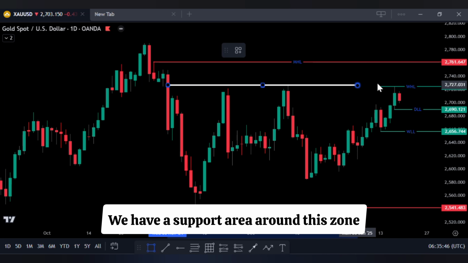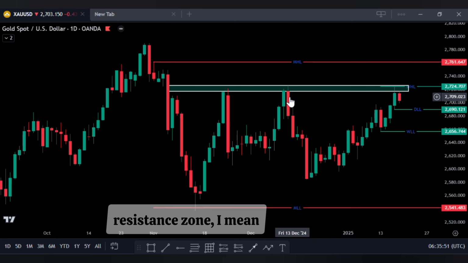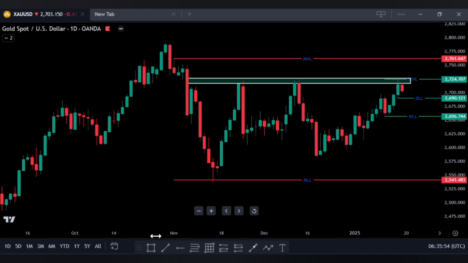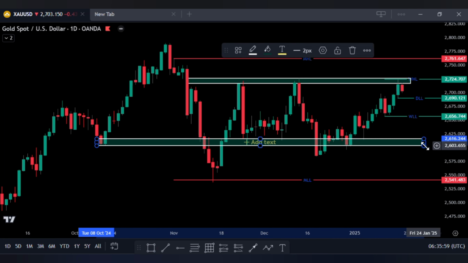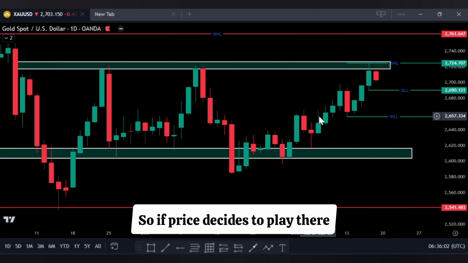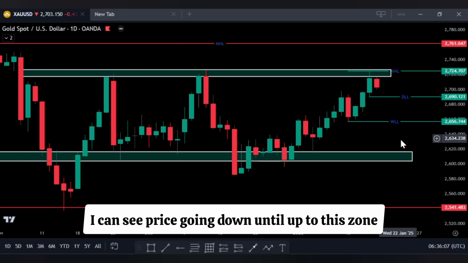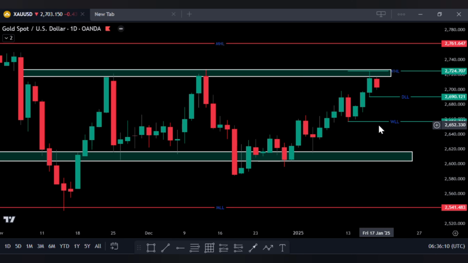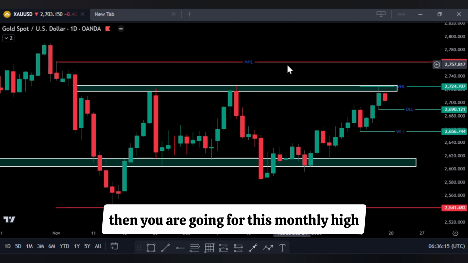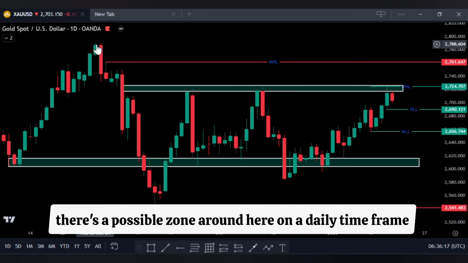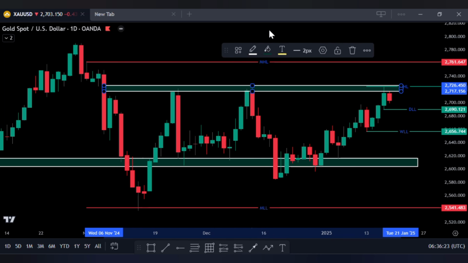You have a support area around this zone, which price is reacting. Resistance zone, I mean. Then you have a support zone around this area. So if price decides to play there, I can see price going down until up to this zone if price decides to come down. But if you decide to go up, then you are going for this monthly high. And if you go for this monthly high, there's a possible zone around here on a daily time frame. So after a daily time frame, we go for 4-hour time frame and just the 1-hour time frame.